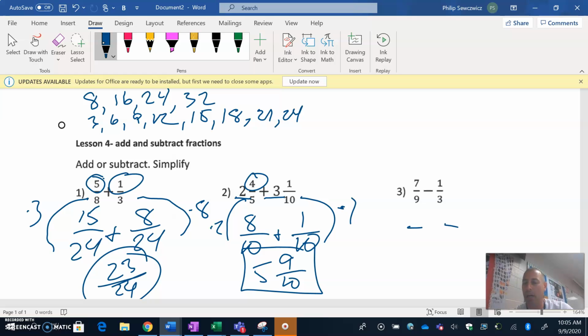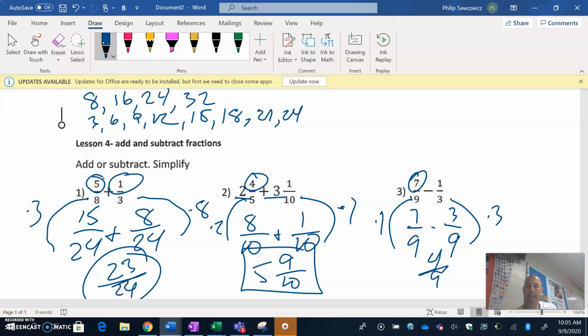Last one here. Again, common denominator. Again, check the number itself. In this case, it is 9, so we can use that. We're multiplying by a 1, so 7 times 1 is a 7. We're multiplying by a 3, so 1 times 3 is a 3. Subtract, there's your 4/9. So again, that's your basics to adding and subtracting with fractions.